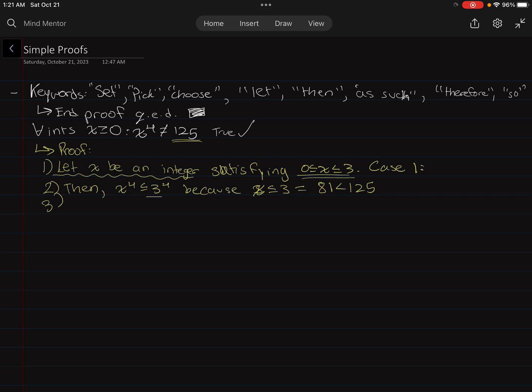So we'll move on to case 2, which is let x be greater than or equal to 4. Be an integer. And this is case 2. Sorry, I should put this out in brackets like that.